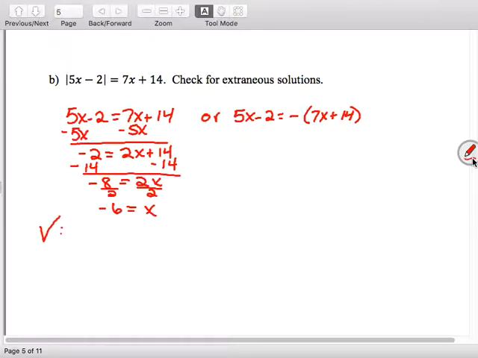I'm going to go ahead and check it right now. 5 times negative 6 minus 2. And if you notice, I put this little question mark. Why would I put a question mark there? Why do I put a question mark above my equals?